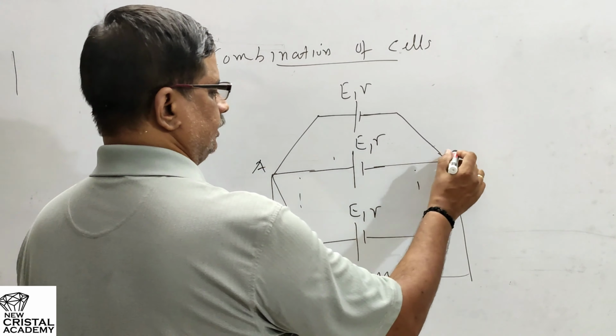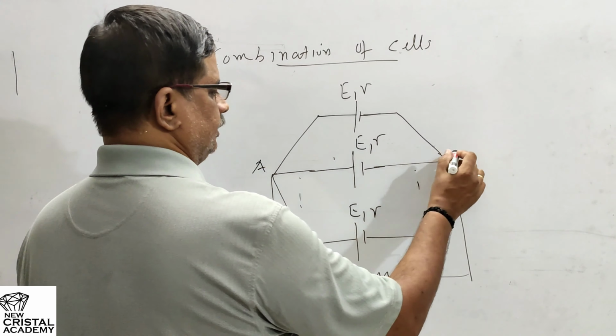Now in the case R much less than small r, external resistance much smaller than internal resistance, we will write the expression for the current as I equal to nE by r. So when the external resistance is much smaller, then the expression for the current will be I equal to nE by r.